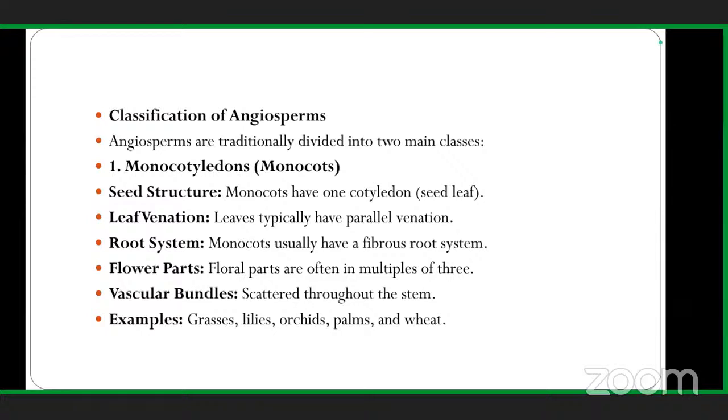Sometimes you have seen the wheat plant, no? The leaf is very long and the venation is parallel. And you will find only one cotyledon here. That's why it is known as monocot, one cotyledon.